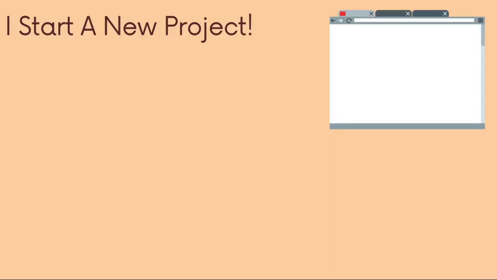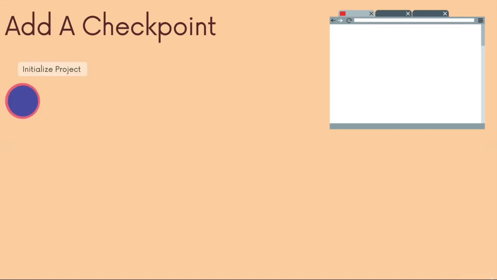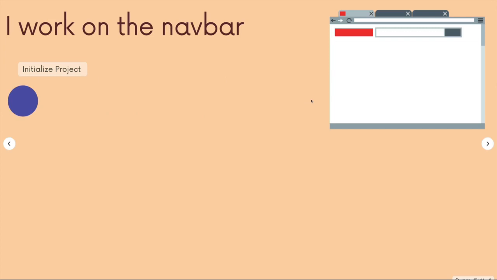I'm working on some project, a website. This is the progress of the website up top. So right now it's empty. With Git, I create checkpoints. So checkpoints are like save files I can go back to. So I have my first checkpoint, initialize project. There's nothing up there. But then I do some work.